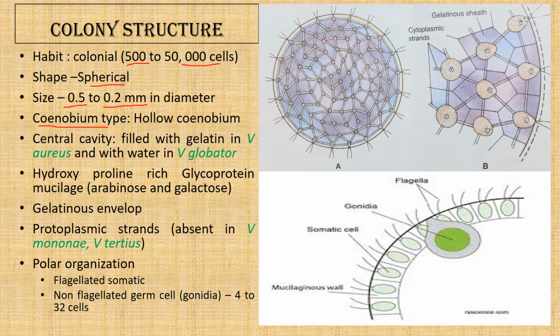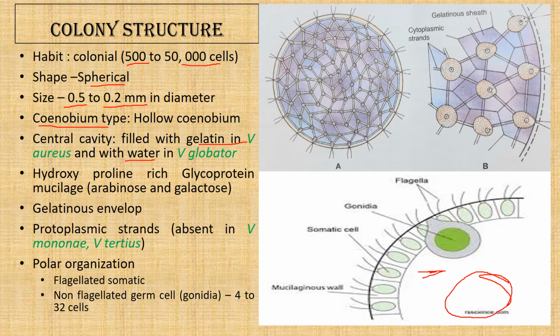That is, the number of cells in the colony will be fixed, and it will depend upon what type of species it is. In this colony, the cells are arranged as a single plate, and the central hollow region is either filled by gelatin, that is in Volvox aureus, or filled by water, that is in Volvox globator.